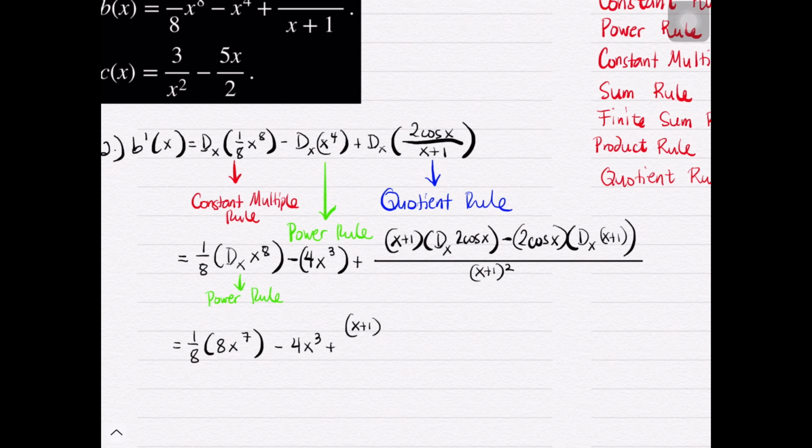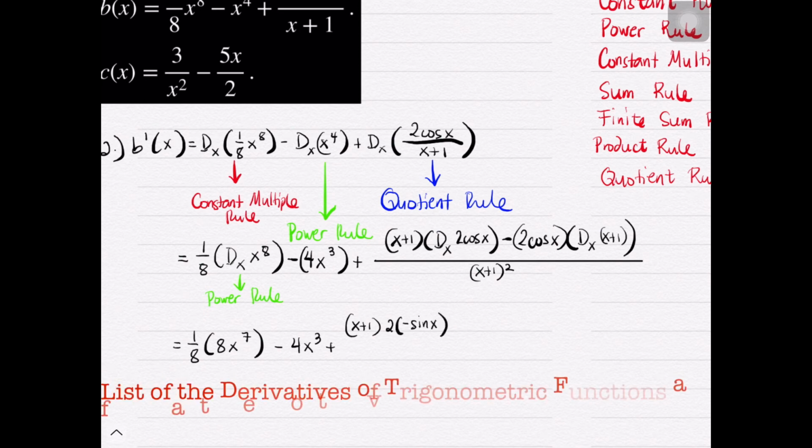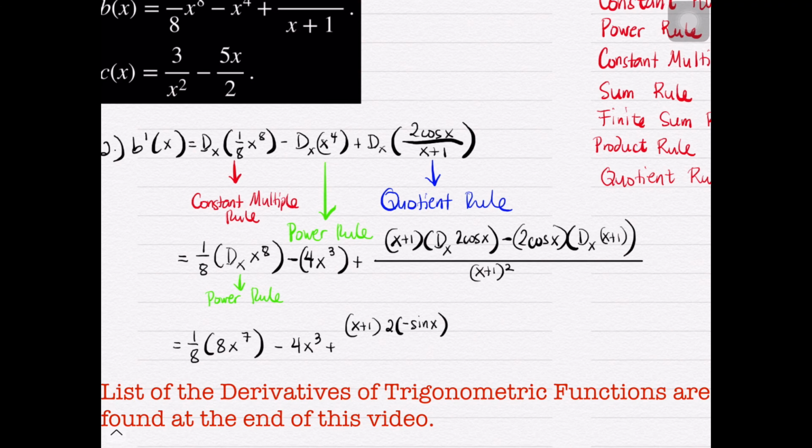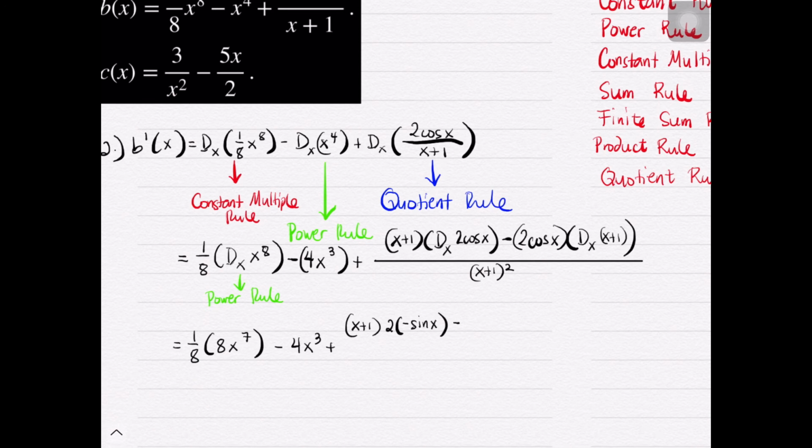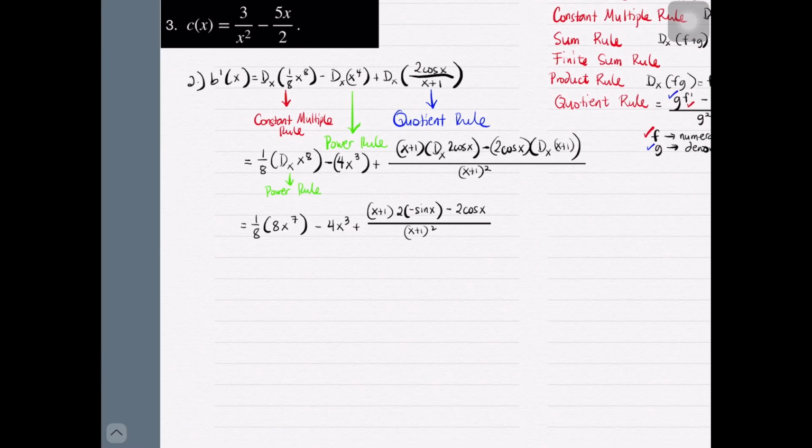For the derivative of 2 cos x, we have to use constant multiple rule. So this would be 2 times the derivative of cos x, which is negative sine x. For the derivative of x plus 1, using sum rule, we have to get derivative of x, which is 1, plus the derivative of 1, which is 0. So that would be 2 cos x times 1, which is just 2 cos x. Simplifying this algebraically, we now have this.